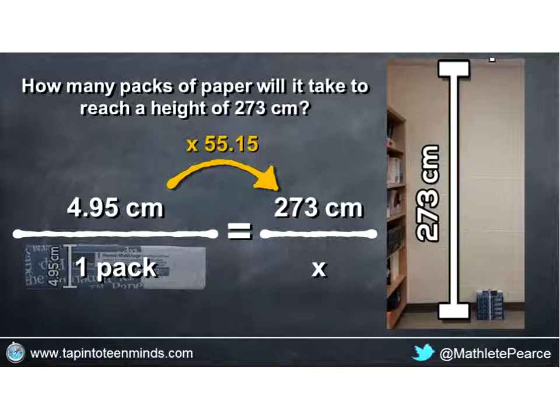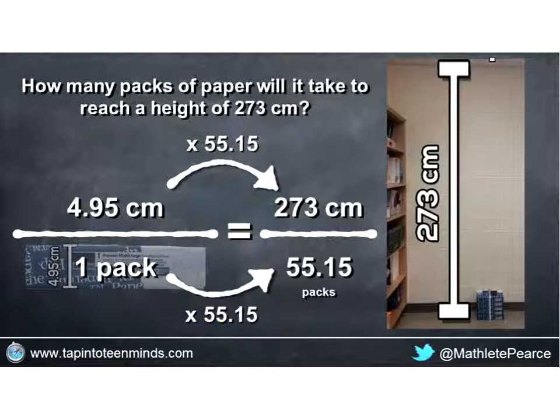So in this case, we get our 55.15 as our multiple. And whatever we do on the top, we're going to have to do that same thing on the bottom. And we get our 55.15 packs of paper.